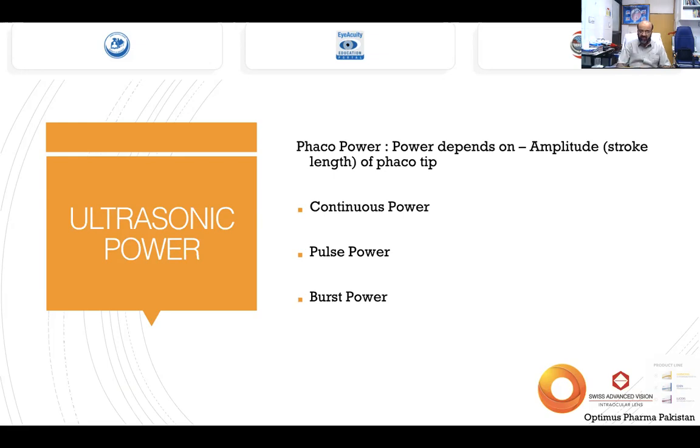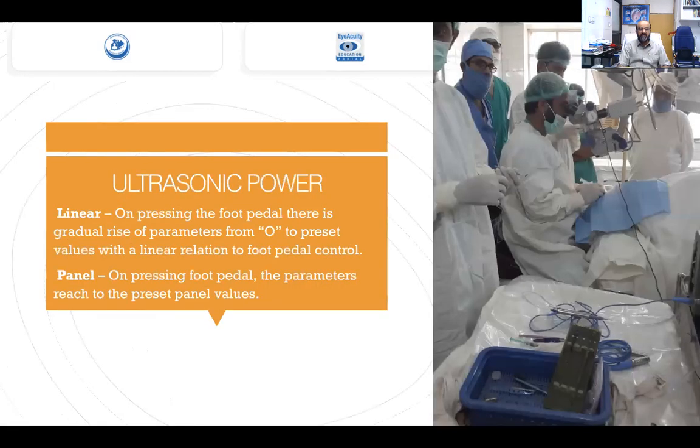And then there is hyper pulse power and the burst power as well. The concept is that the power is given in pulses and bursts with intervening intervals, so that the tip doesn't get hot, and at the same time more Phaco energy is delivered to emulsify harder nuclei of the cataract.